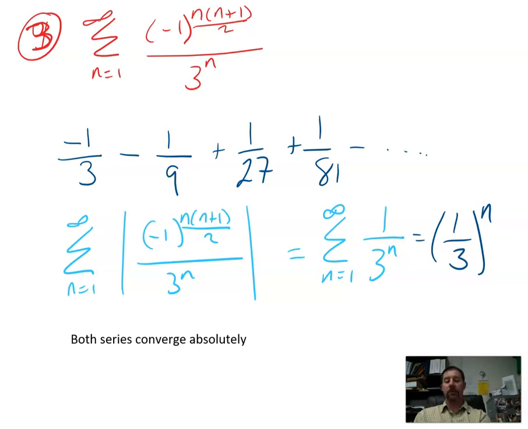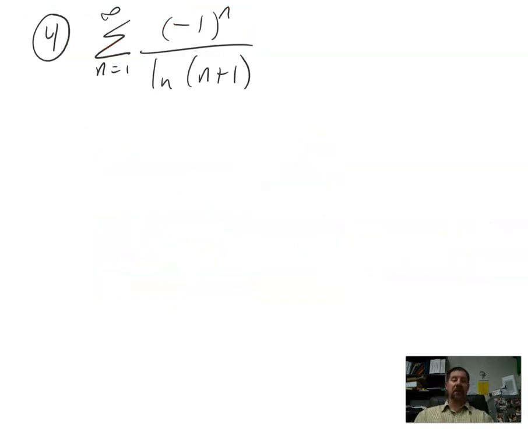All right, one more. We've got the series from 1 to infinity of negative 1 to the n over ln of n plus 1. This is an alternating series, so let's run it through the nth term test for divergence first. If we look at this limit, as we go to infinity, ln of infinity is going to go to infinity, so this is going to go to 0. So there's my first step of showing that this is going to converge.